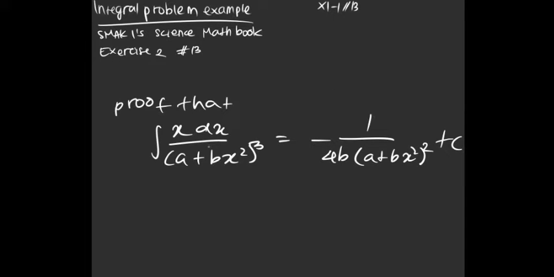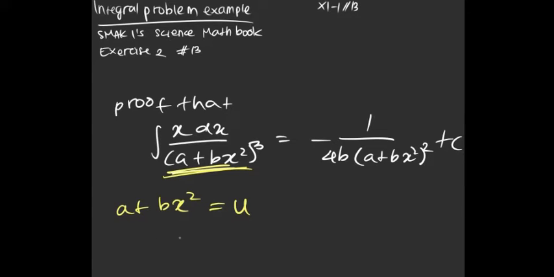Okay, so let's determine which function we are going to substitute. In this case, we are going to substitute this function right here. This is the function that we're going to substitute: a plus bx squared will be equal to u in this case. Okay, so we already have u equals something, and the next part that we're going to do is take du.